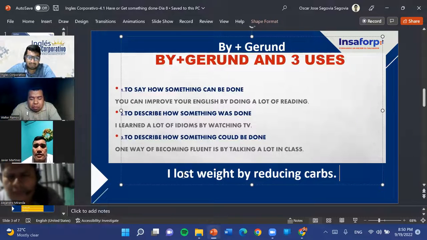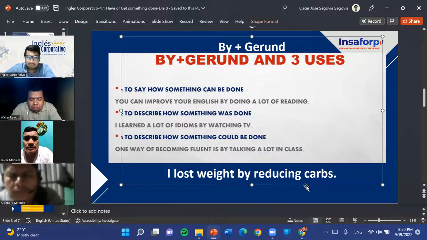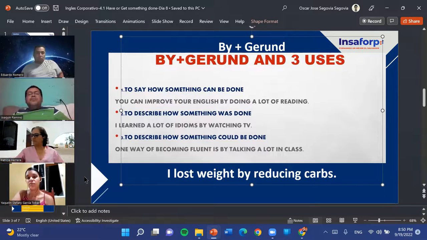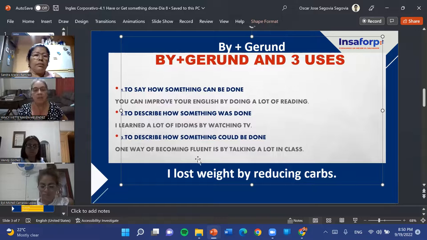You see here, this is something that is actually how something was done. It was done by reducing carbs. Okay. Now for the future event, let's hear from Ailey. Can we think of an example, Ailey, for something that can happen in the future or something you can learn to do by doing something else?